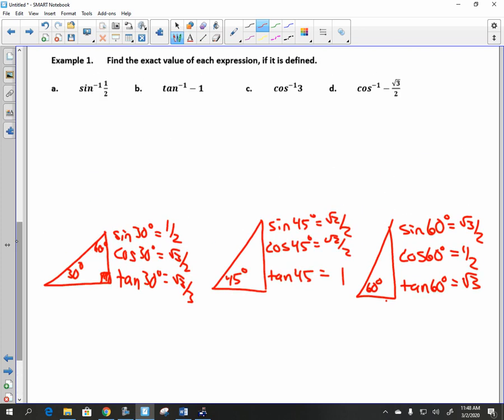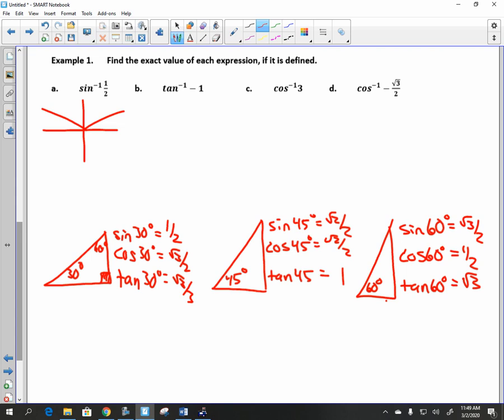So let's understand what your calculator is able to come up with and why it does. The inverse sine of 1/2. What kind of triangle would give me 1/2 for sine? Yeah, as you can see right here, you have the 30-degree angle. Now there's two spots where sine is equal to a half. That's a 30-degree angle there and a 30-degree angle there.